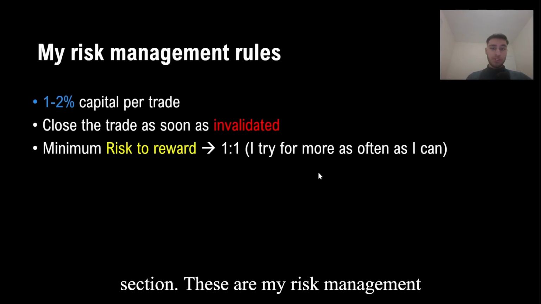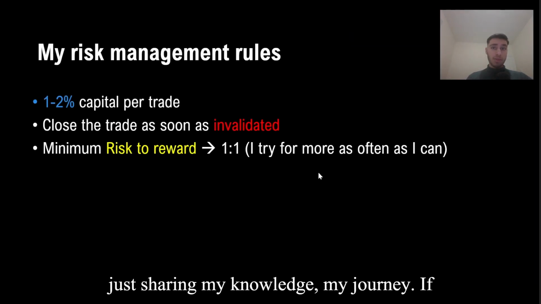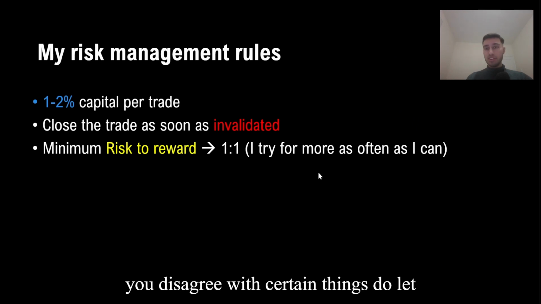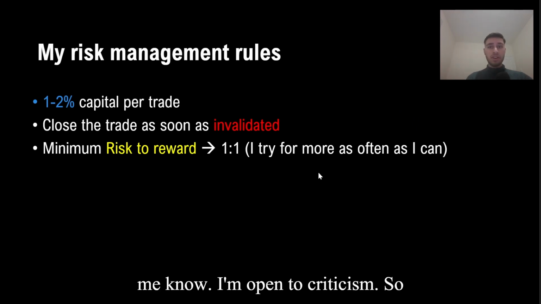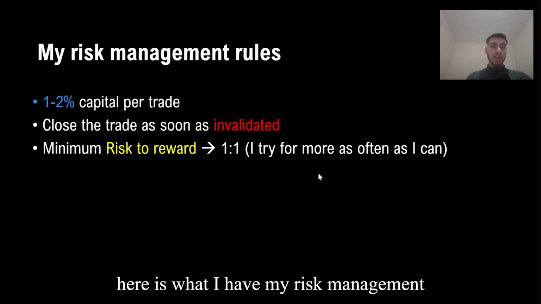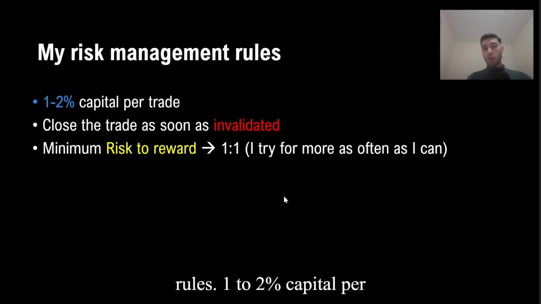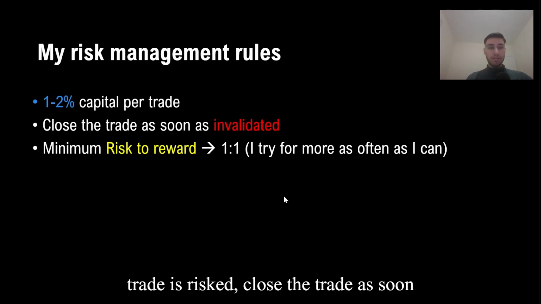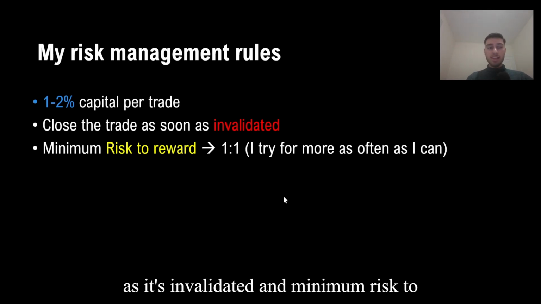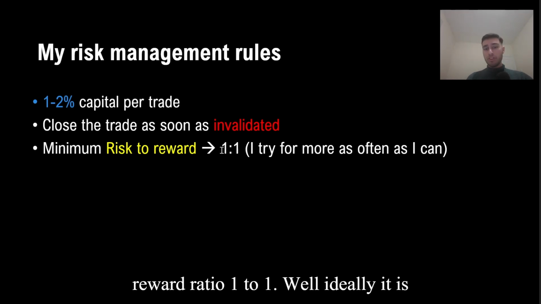These are my risk management rules, which I'm following right now. I'm just sharing my knowledge, my journey. If you disagree with certain things, do let me know. I'm open to criticism. So here is what I have. My risk management rules: 1 to 2% capital per trade. Close the trade as soon as it's invalidated, and minimum risk to reward ratio 1 to 1.